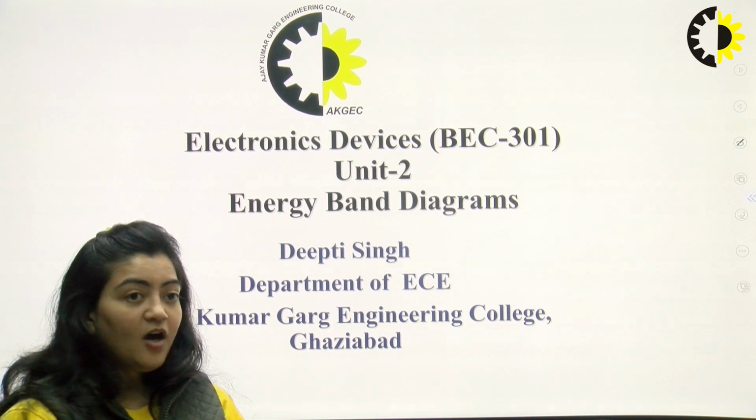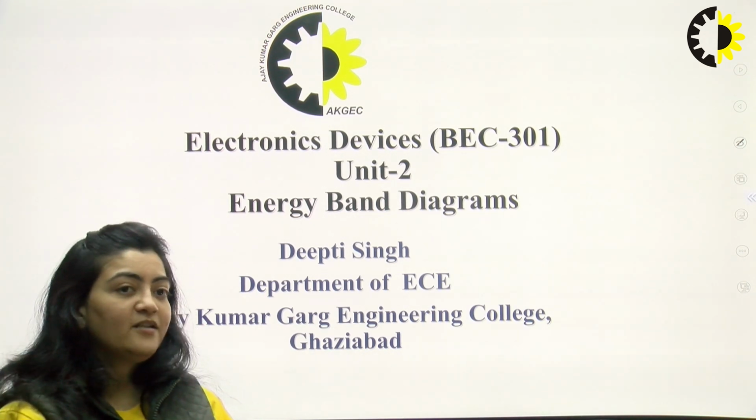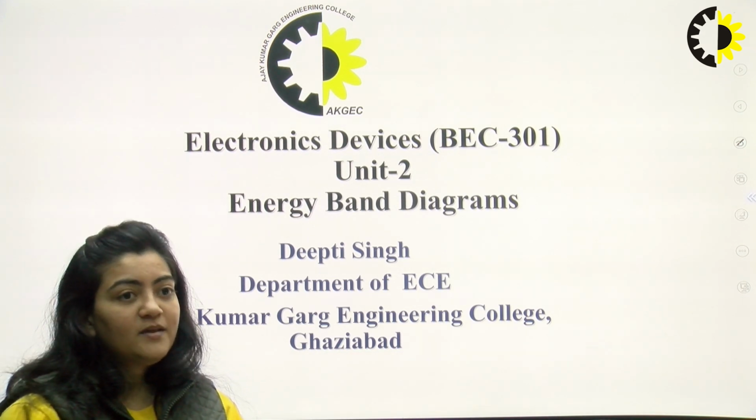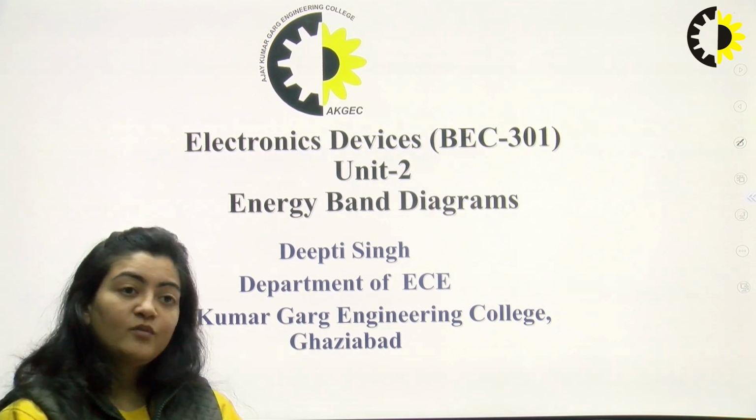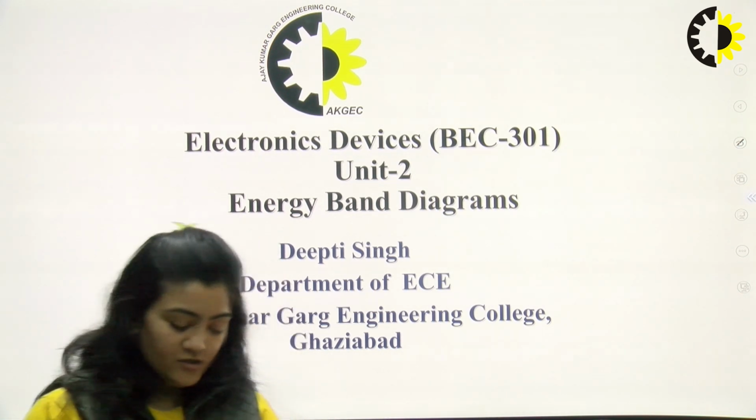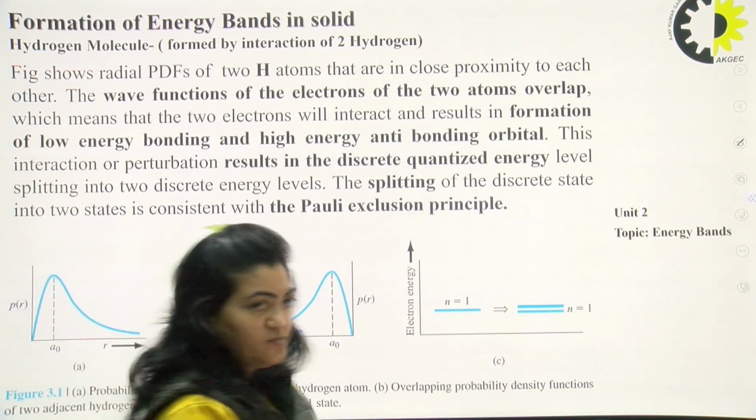But how have energy band diagrams been formed? What is the basic physical interpretation? What is the reason behind the formation of energy band diagrams and how are they formed? So moving to the next part, we have how the energy band diagrams have been formed.